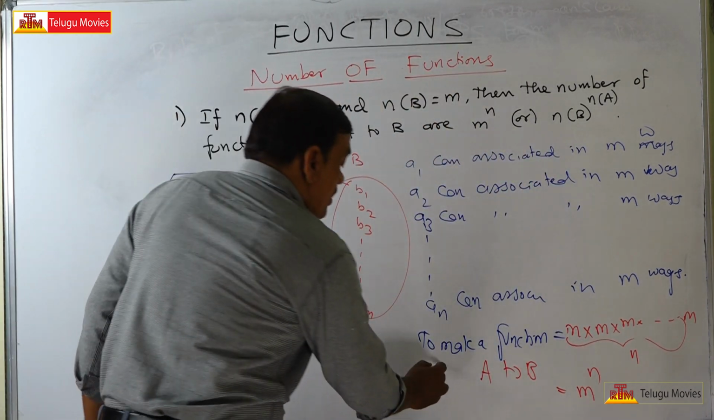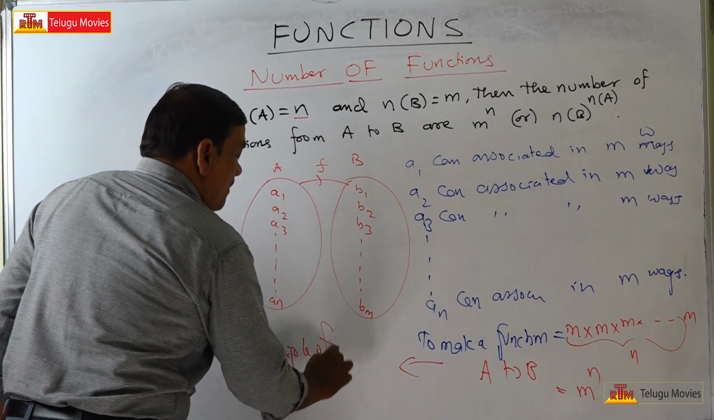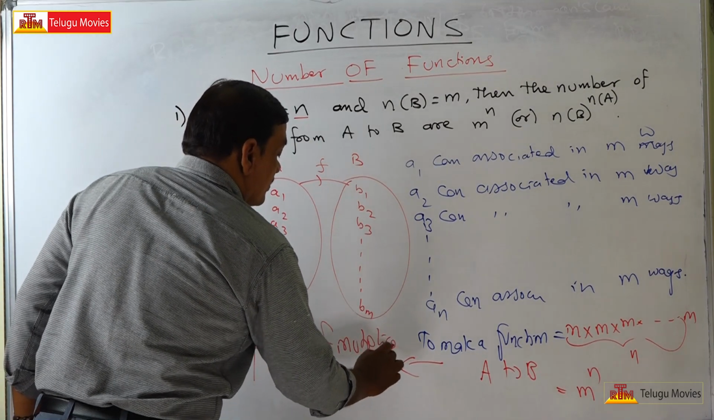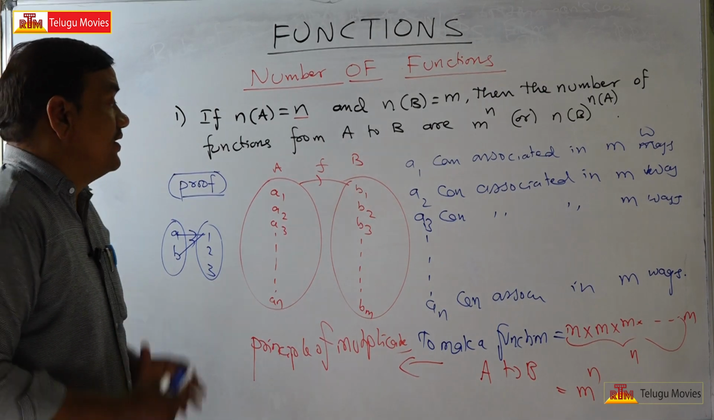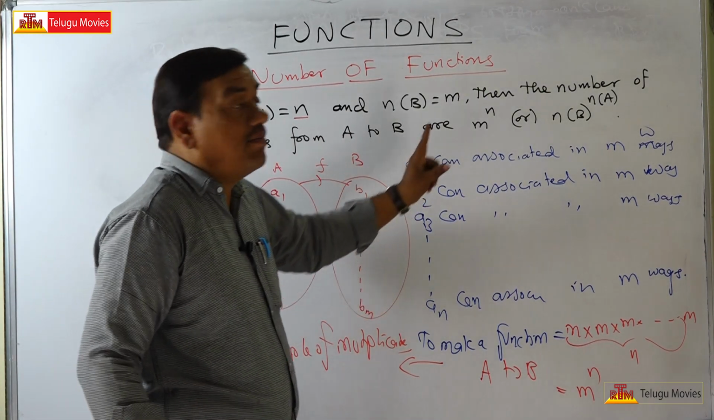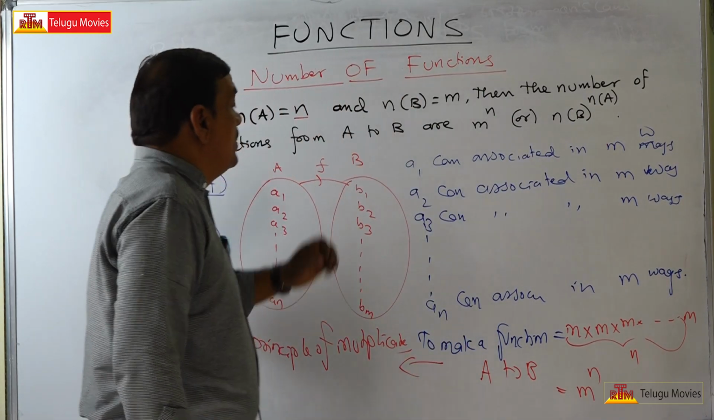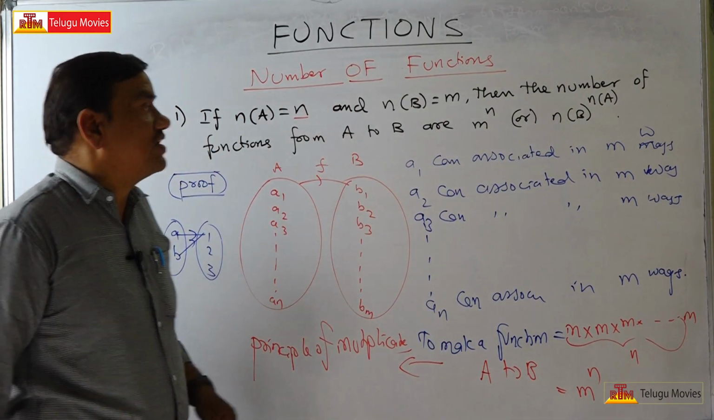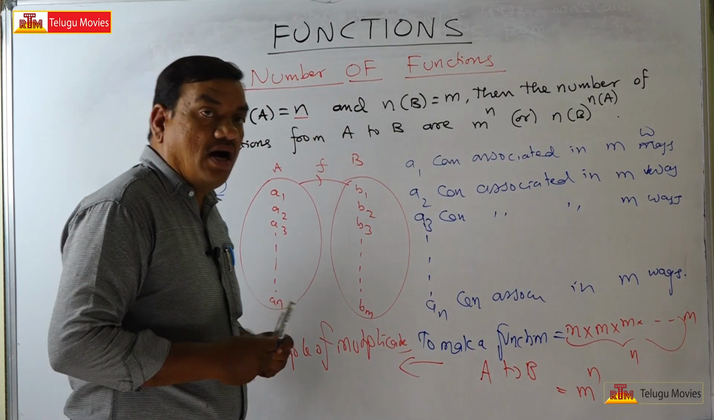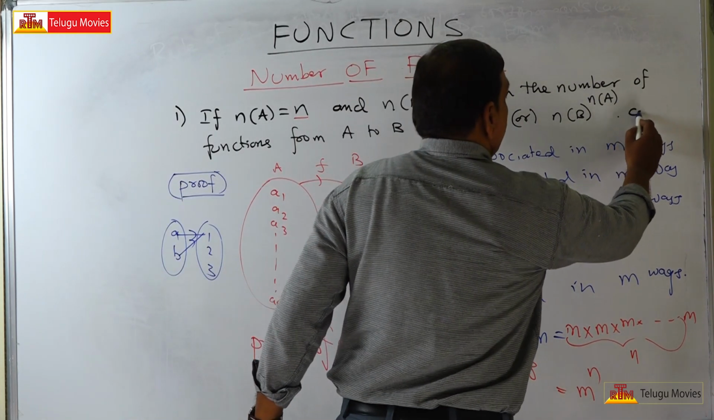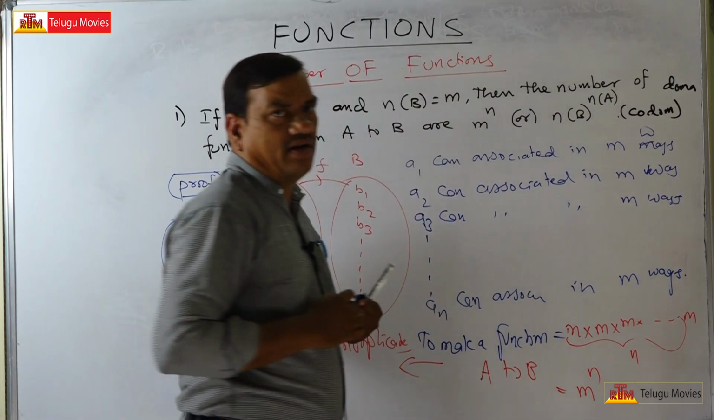So this is according to the principle of multiplication. Understand this? Okay, right. If A to B, then the number of functions is n(B) to the power of n(A). If B to A, then the number of functions is n(A) to the power of n(B). Easily you can remember this formula, simply codomain to the power of domain. Simply you can remember this formula.